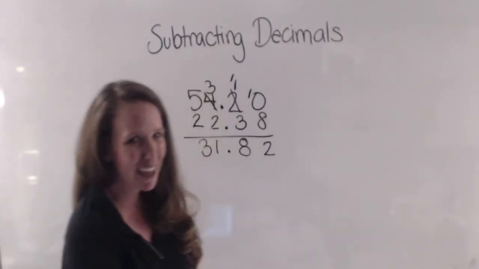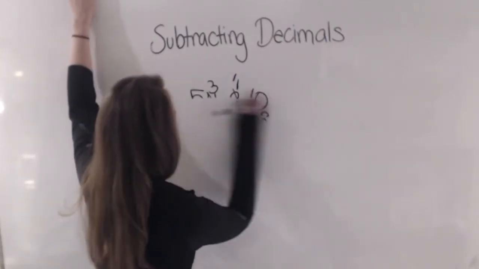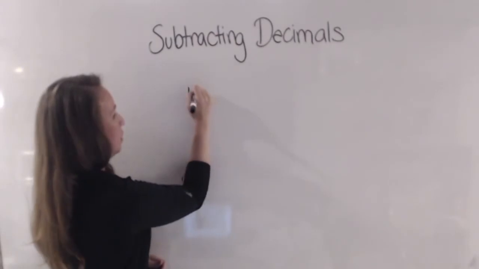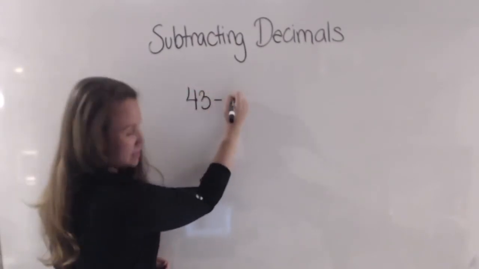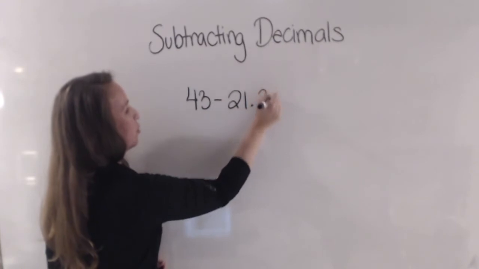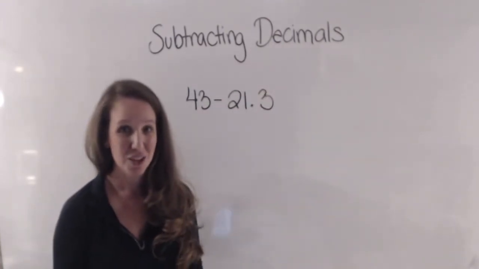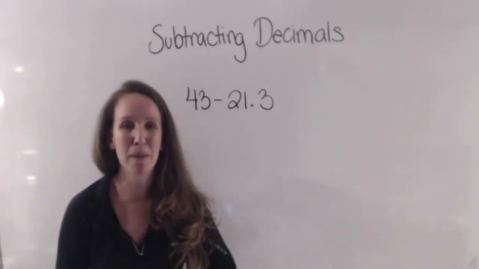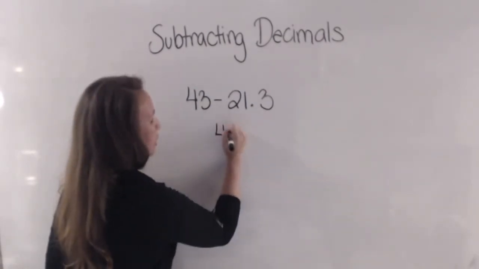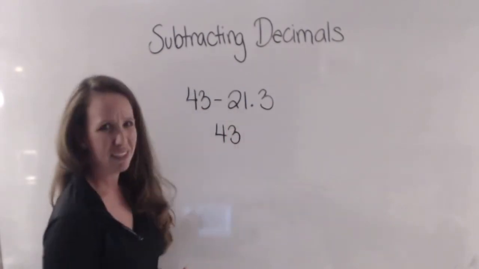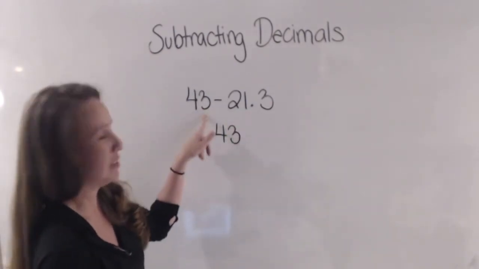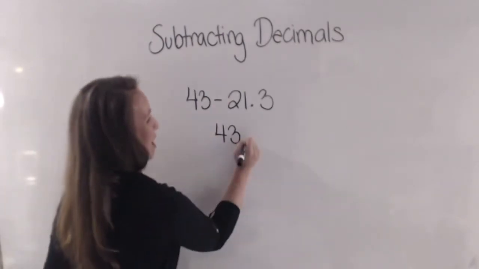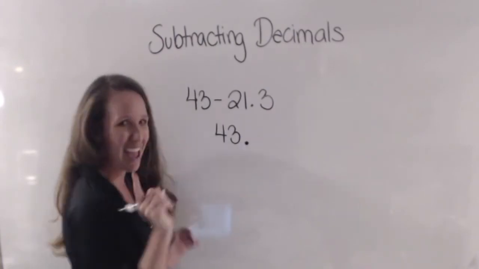Let's do another one. That was pretty challenging. So, let's do this. 43 minus 21 and 3/10. For this problem, the first one's not even a decimal, but let's line them up anyway. So I have 43. Well, how do I line that up if this has a decimal and this doesn't? Remember, I have an invisible decimal right here. Now I can line it up.